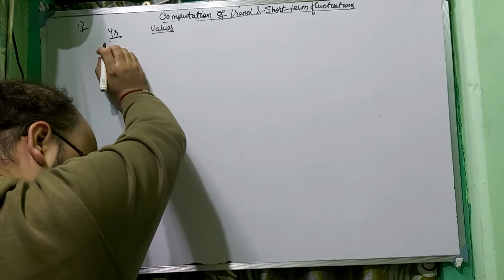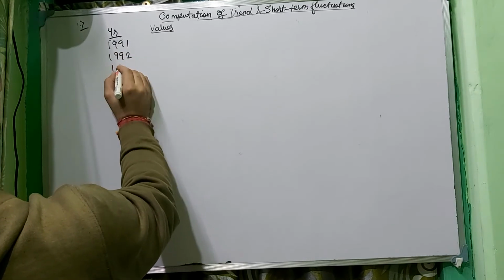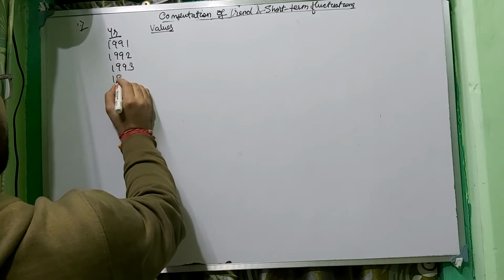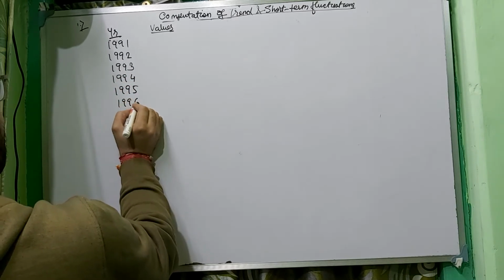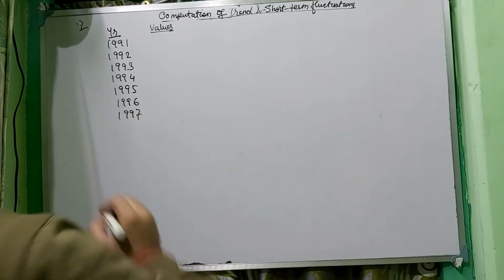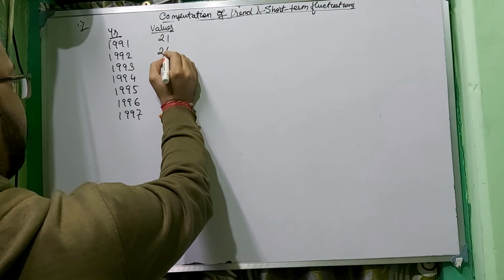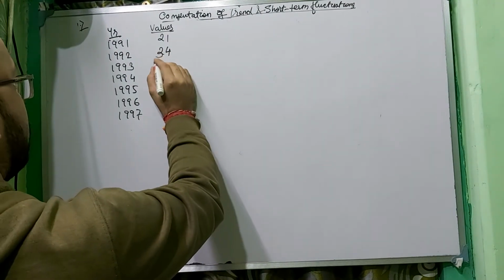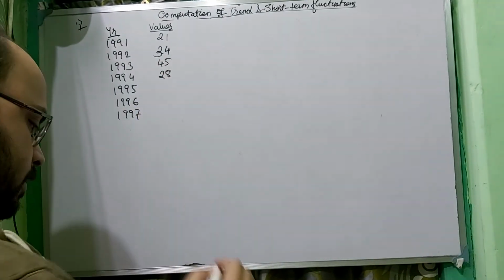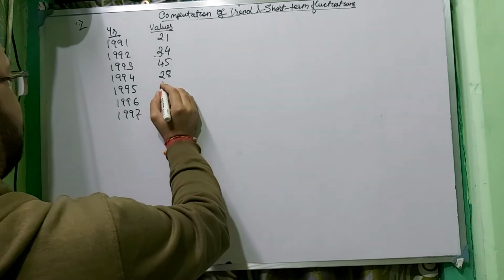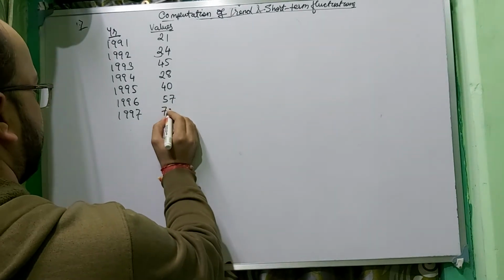The years start from 1991 and end at 1997, so I am putting the values of the year. The values given are 21, 34, 45, 28, 40, 57, and finally 73.